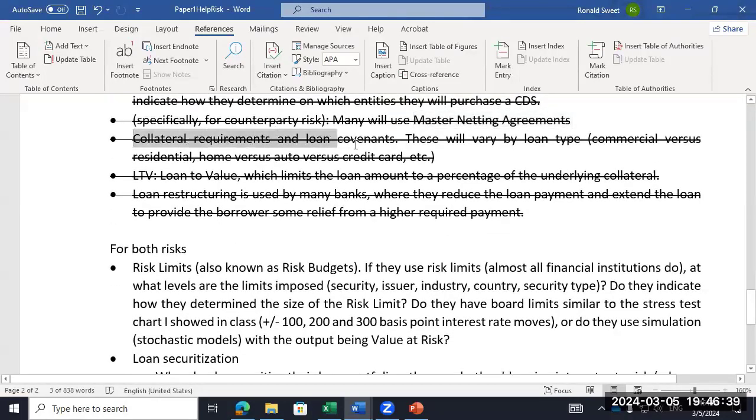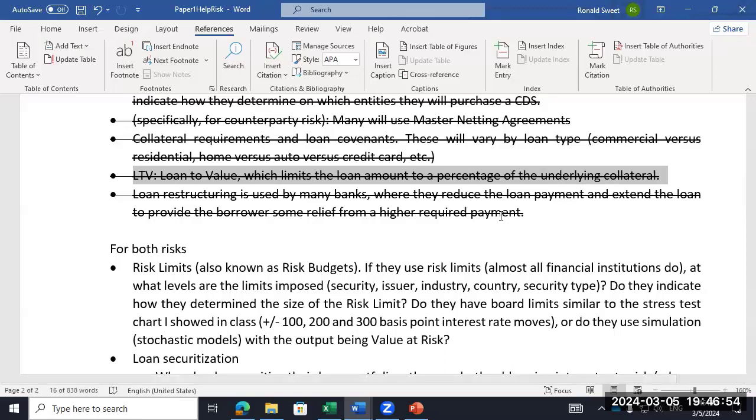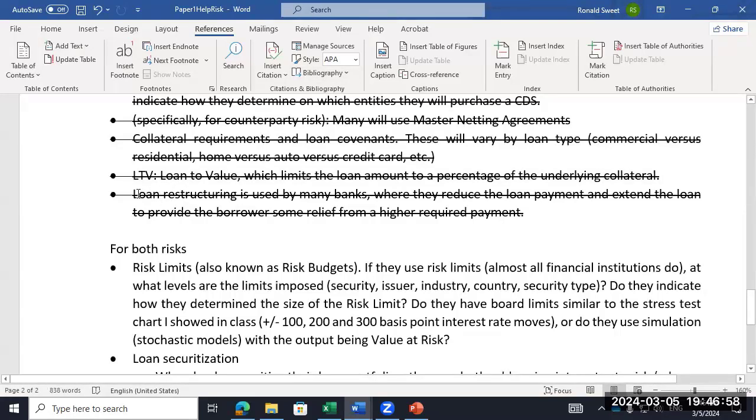Collateral is obviously really important for credit. It's going to depend whether it's commercial or residential. Loan to value, I've heard that term before. That's a big part of the collateral. Make sure you don't loan, if a house is worth $300,000, don't loan out $320,000. And then restructuring is an important mitigation tool for banks.